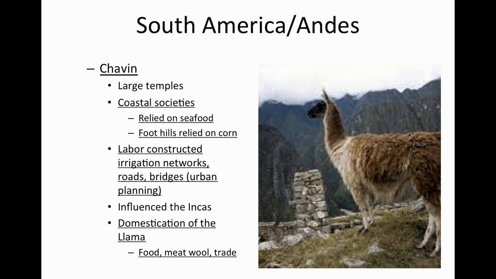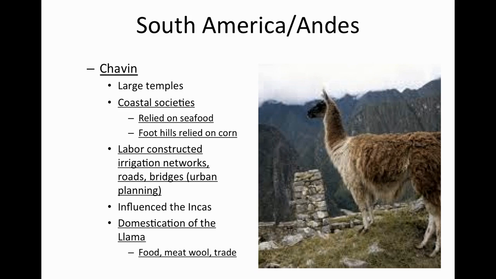You're going to see the building of bridges and roads, which shows that there was a government that could organize the people to come together to build these things. So there is evidence of urban planning and infrastructure in a sense. The Chavin people would eventually influence the Inca people.